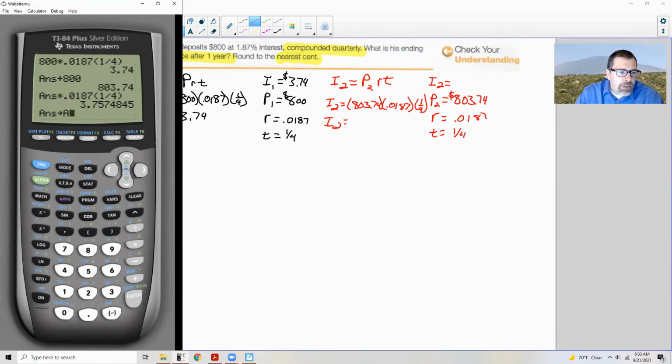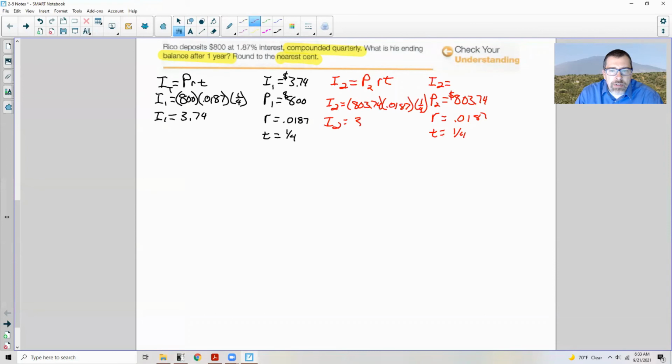Okay, so I hit this store button, and I hit alpha A, and it's going to save that 3.7574845, and I'm going to hit enter. And that's the value. So I'm going to round it here, though. It's 3.76 approximately. Okay, so notice it's 2 cents more. Not much, but it's more. 3.76. Okay, so now that's after 6 months. So we have to do this 2 more times.